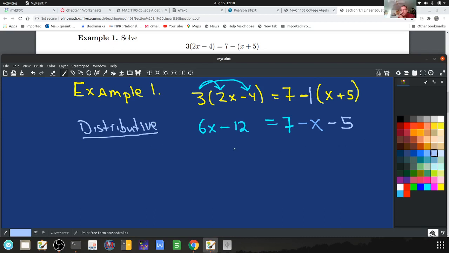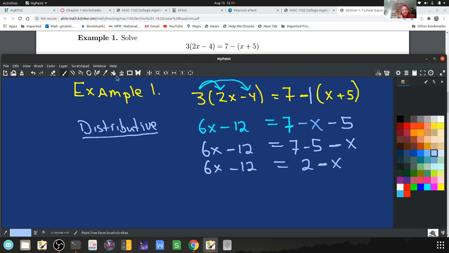Now the next step is going to be collect like terms. These terms are not like, so there's nothing I can do here. But over here, I can collect the 7 minus 5. Those are like terms. And then move the minus x to the other side. So this is collect like terms. Simplify is, if I actually have like terms to collect, I'm going to simplify. 7 minus 5 is 2 minus x.